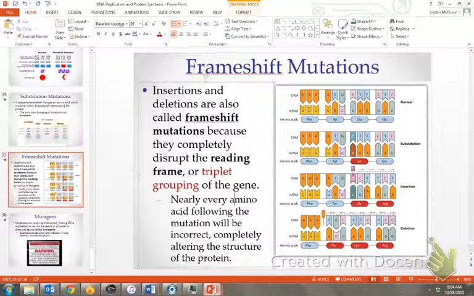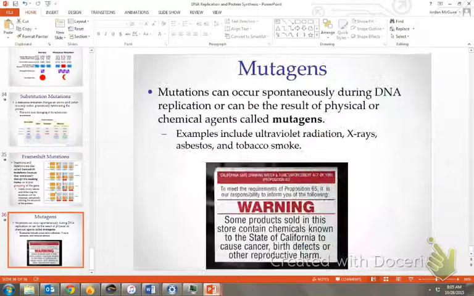So the things you need to remember here are substitutions are called point mutations, and there's three different kinds: missense, nonsense, and then silent. And then you've got frame shift mutations like insertions and deletions. And they can change the reading frame of the codons, which messes up everything.